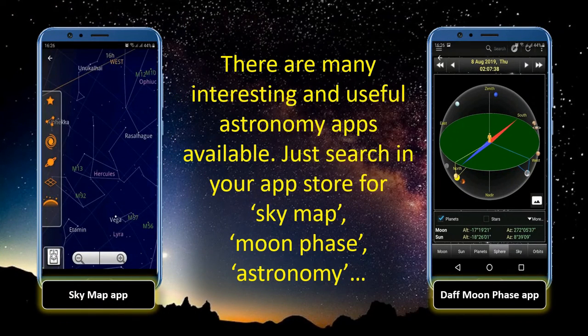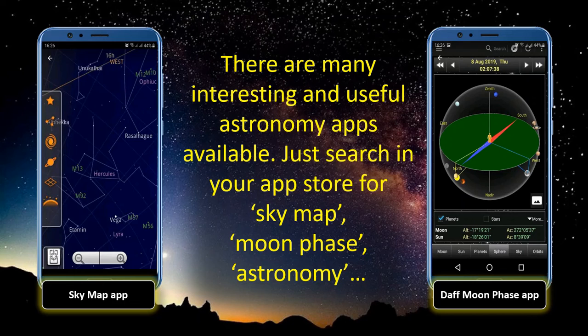So there are different apps that you can use on your phone if you want to explore the night sky. You can use Sky Map, which you calibrate with the GPS in your phone, and then you just point your phone at the sky and it will show you what you are looking at. It will tell you the names of the stars, the constellations, and whether you are looking at any planets. Another one you can look at is Dark Moon Phase.